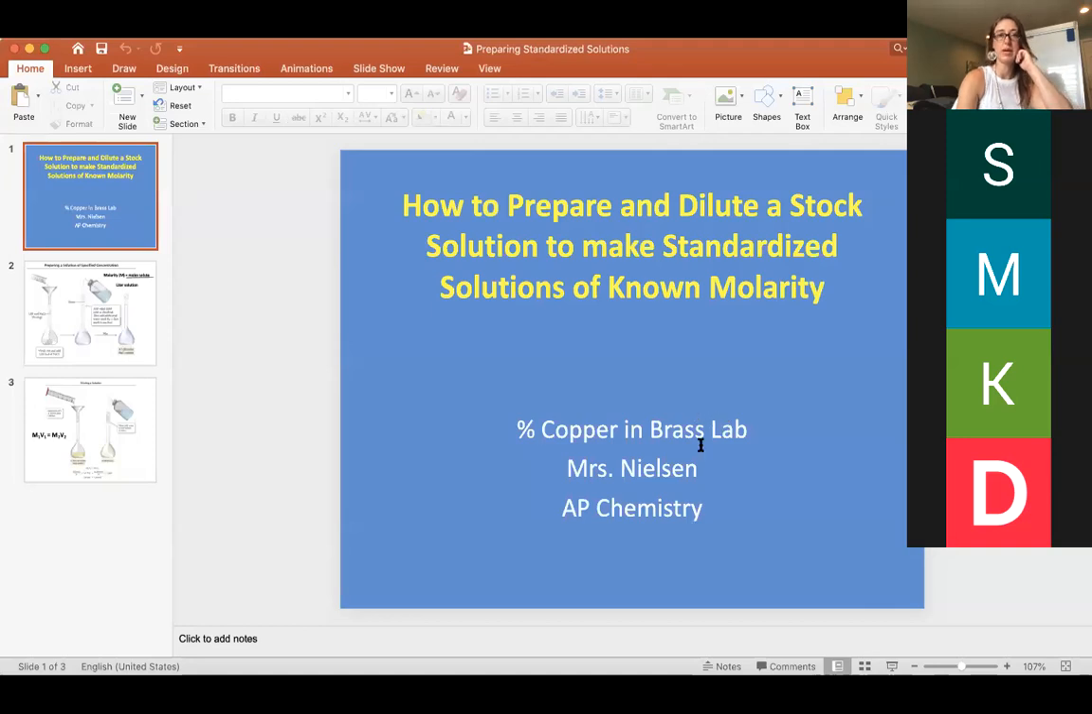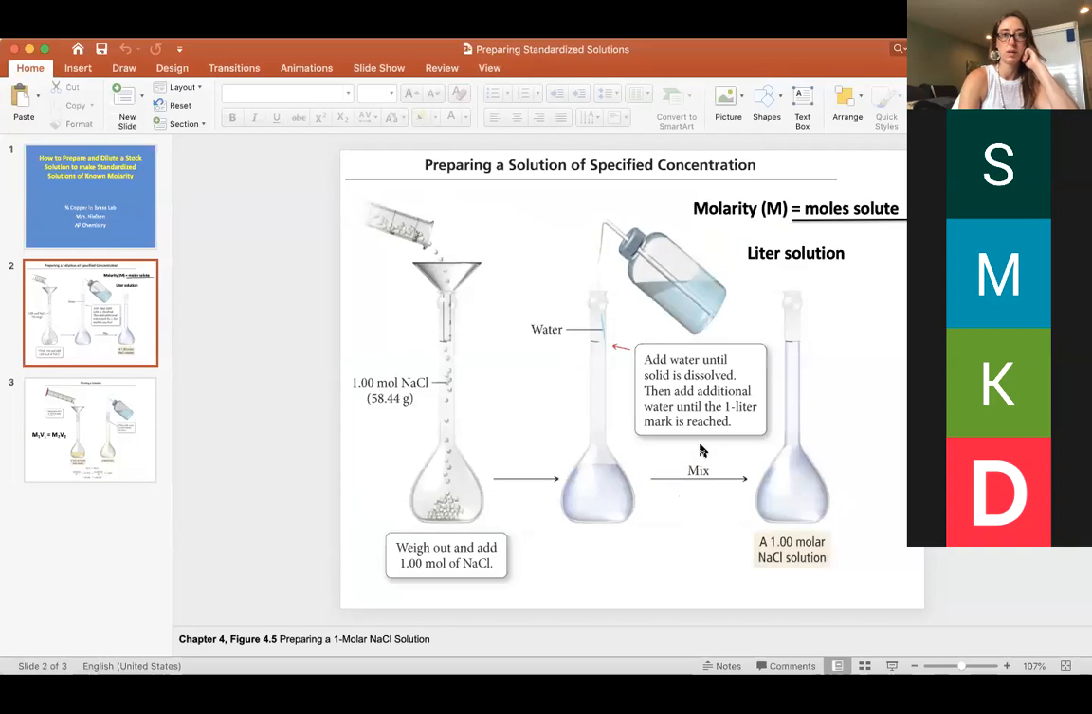So, okay, so how to prepare and dilute a stock solution made to the correct concentrations. So if I wanted to make a 1 molar sodium chloride solution, I'm not going to go measure 1 mole of sodium chloride, right? I don't have time to sit around and count out 6.02 times 10 to the 23rd sodium chlorides.